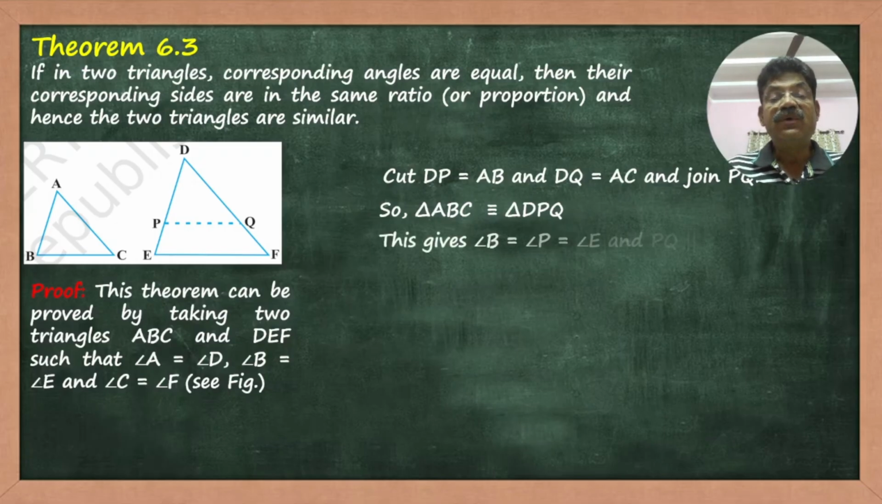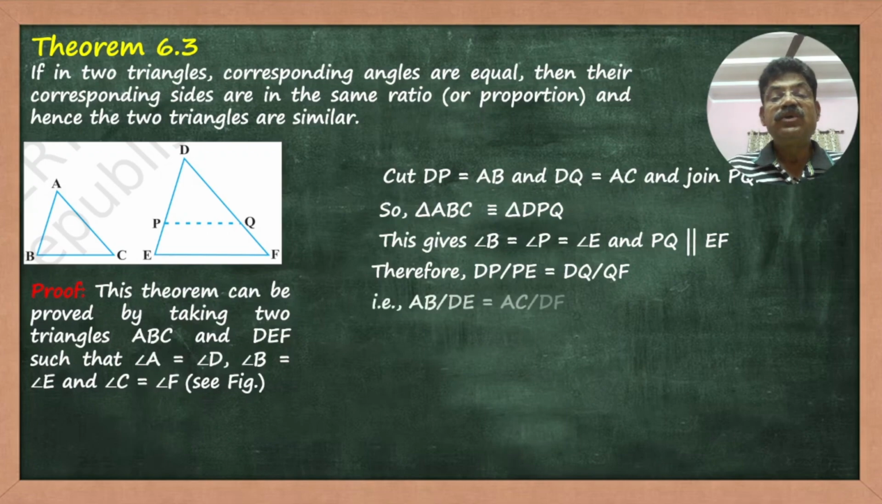congruent. Therefore, angle B is equal to angle P, which is equal to angle E. Therefore, what you can say is PQ is parallel to EF because angle P is equal to angle E. Therefore, PQ and EF must be parallel. Now, using Theorem 6.1, you can say DP by PE is equal to DQ by QF. That is, AB by DE is equal to AC by DF.